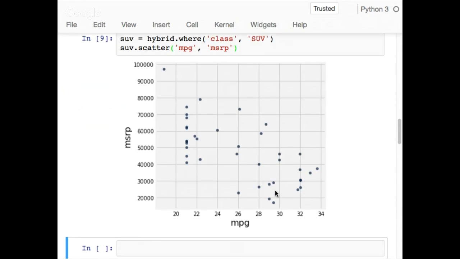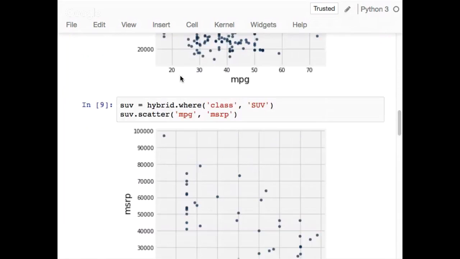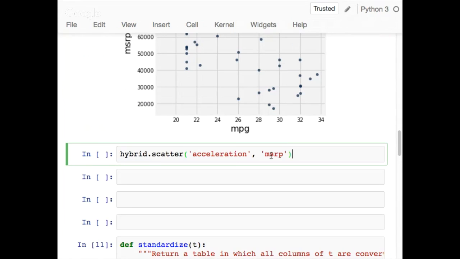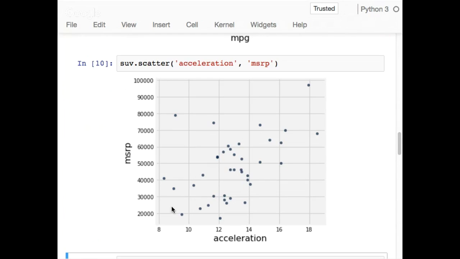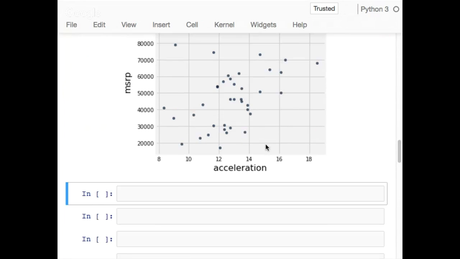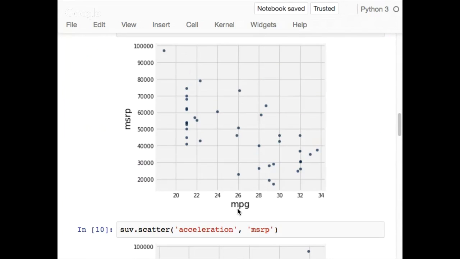So we can also take the SUVs and look at the acceleration, to see if that's linear as well. Let's look at the acceleration compared to how much it costs. So here's just that. We can see that the relationship between cost and acceleration is also kind of linear with some random points out here. I would say minus those points, it looks pretty linear, although it's kind of hard to say without some more numerical quantities. Okay, so what I want to do now is compare MSRP with MPG.